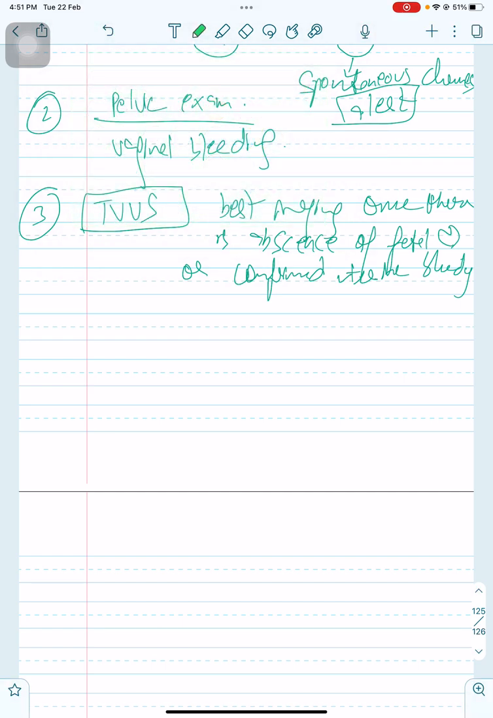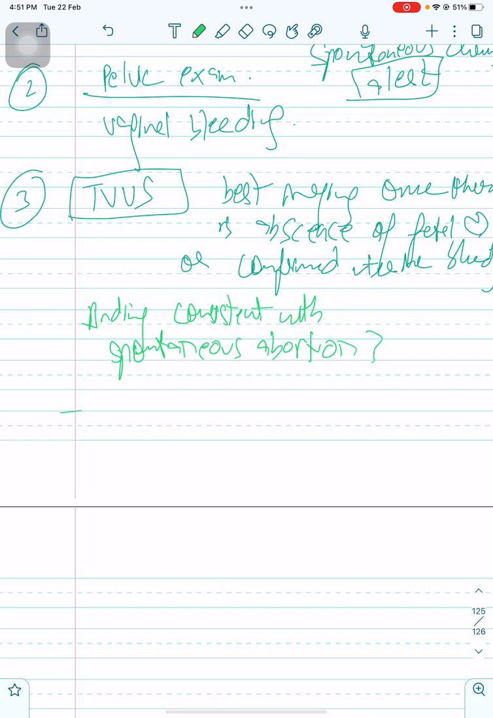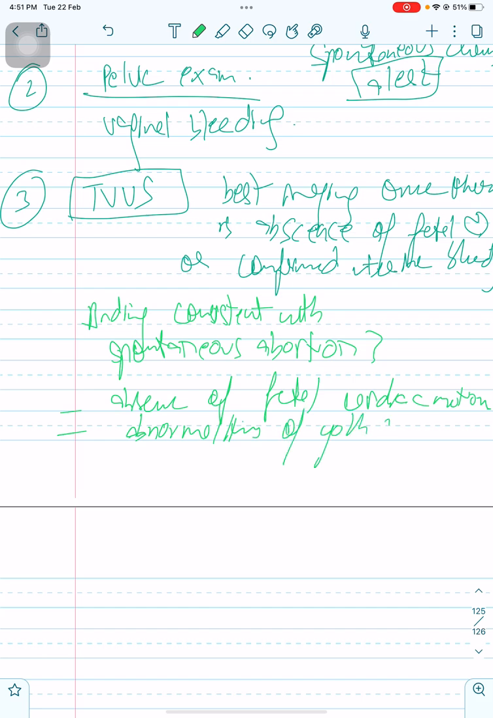Now, how will we know that a spontaneous abortion has occurred, right? There will be absence of fetal cardiac motion. There will be abnormalities of the yolk sac or gestational sac. There will be downtrending beta HCG, right? So, what are the findings consistent with spontaneous abortion? Absence of fetal cardiac motion, abnormalities of the yolk sac, and decreasing beta HCG. All right.